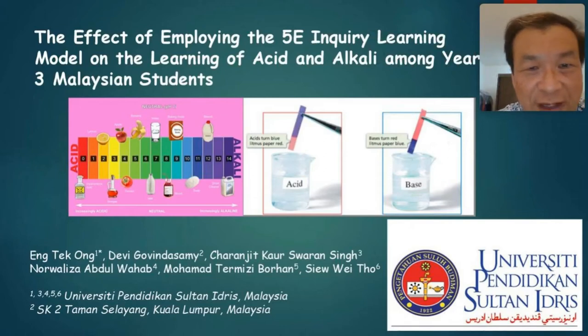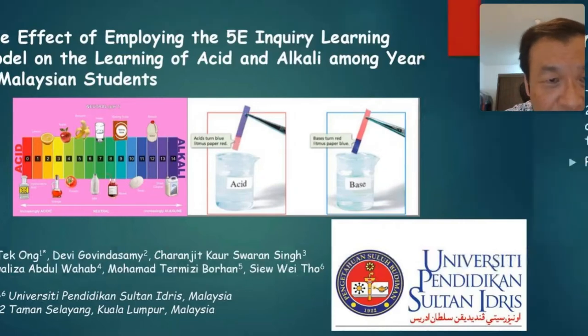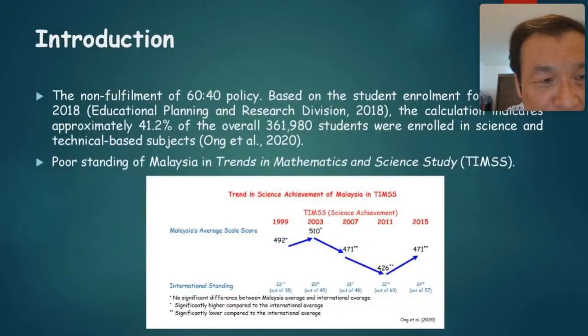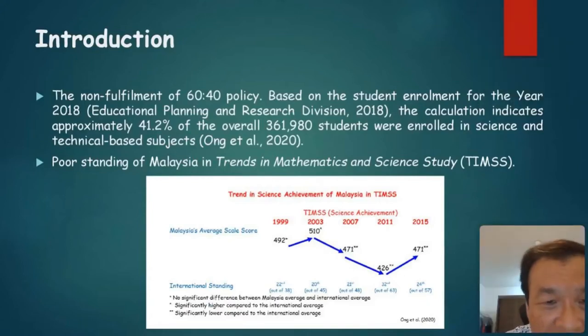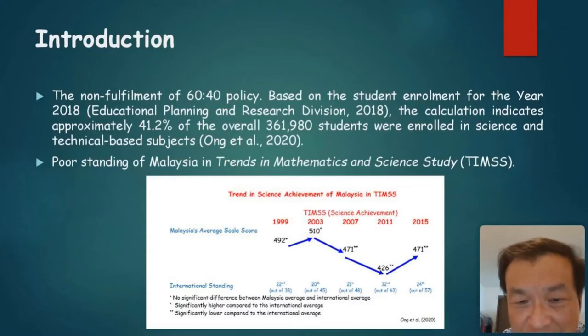Right, the effect of employing the 5E inquiry learning model on the learning of acid and alkali. Okay, now we know that first of all, there's a non-fulfillment of the 60-40 policy, and the poor standing of Malaysia in the Trends in Mathematics and Science Study, of which we can see the very decline from 2003 down to 2011, and in 2015 that's up a bit. The 2019 result has yet to be officially published, but it will be published in December this year.